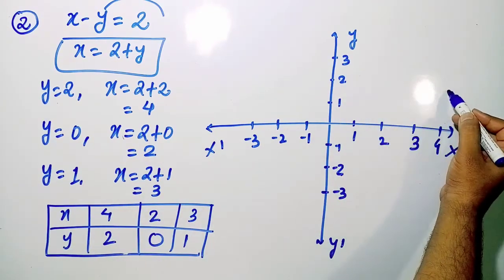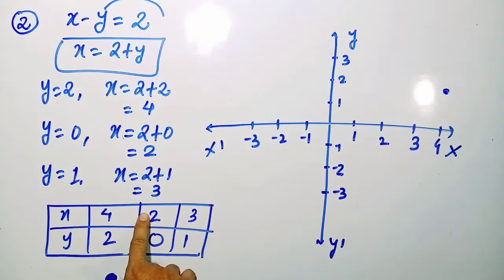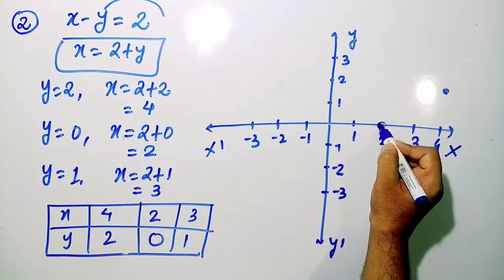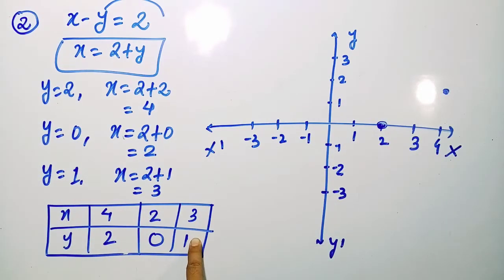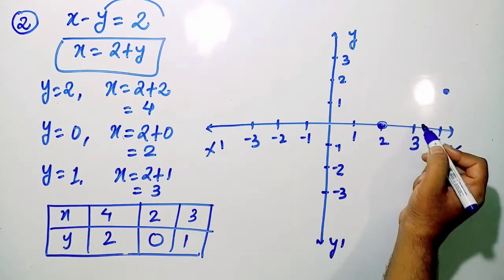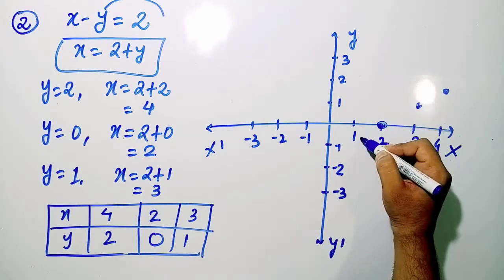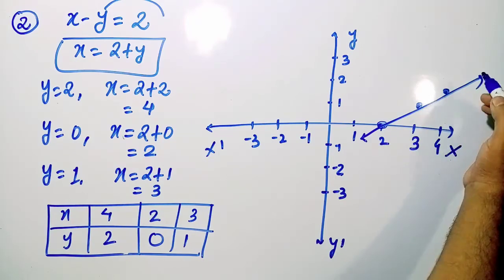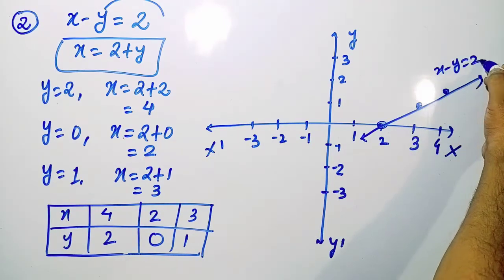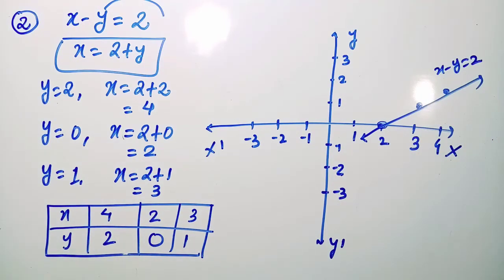Now plotting x is 4, y is 2, right? Second is x is 2, y is 0. Third is 3 and 1, x is 3 and y is 1. You can see that again these points are collinear, so we can name the line x minus y is equal to 2. Okay students, now moving to the next question.